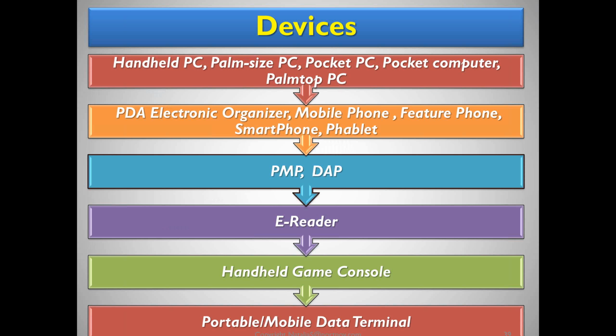We have handheld PCs, and they're all mobile, right? We have palm-sized PCs, pocket PCs, pocket computers, palm-top PCs. We have personal device organizers, mobile phones, feature phones, smartphones, phablets. A phablet is something between a smartphone and a tablet. For example, the Galaxy Note is a phablet, okay? Then personal information management devices, then digital players. We have e-readers. We have handheld game consoles, and they're all mobile, okay?